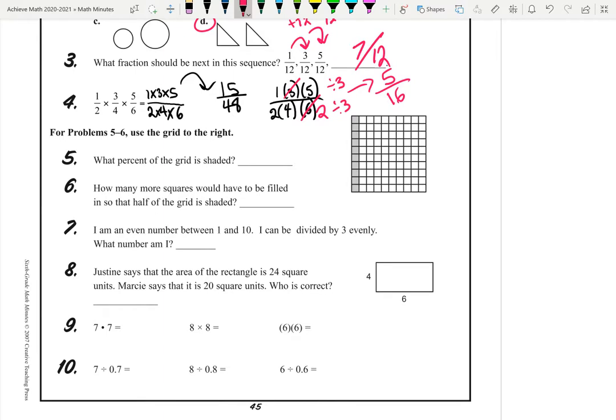AKA the simplified version. You can also use the GCF method where you use the Venn diagram and you find out the factors of each.